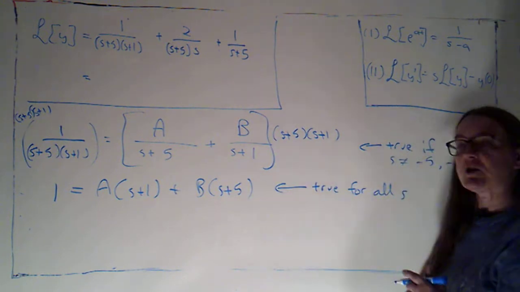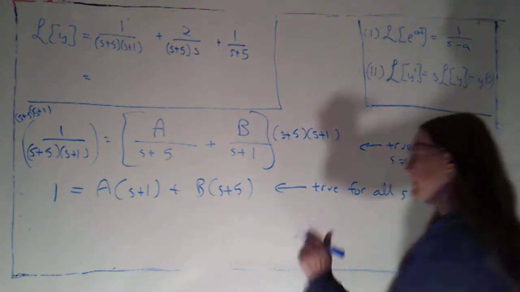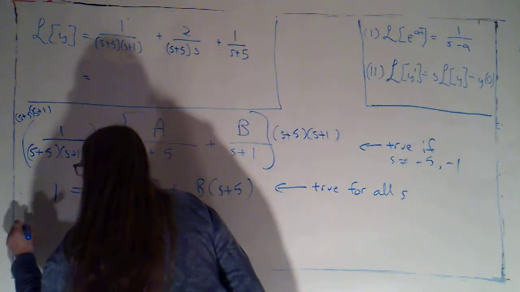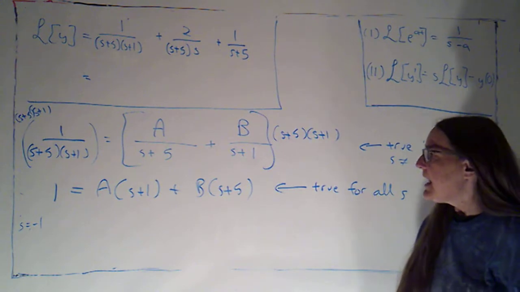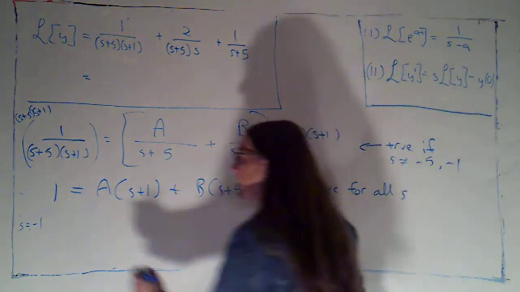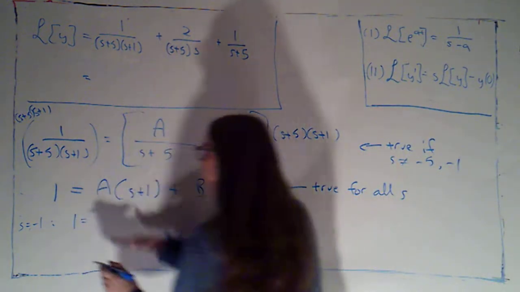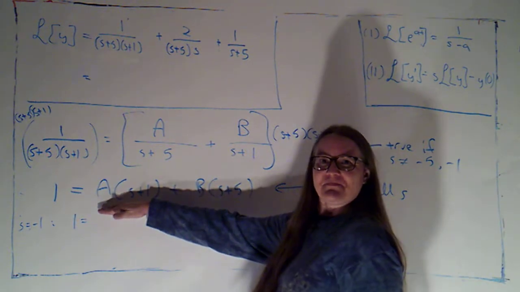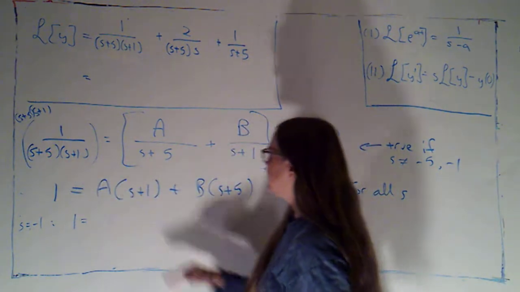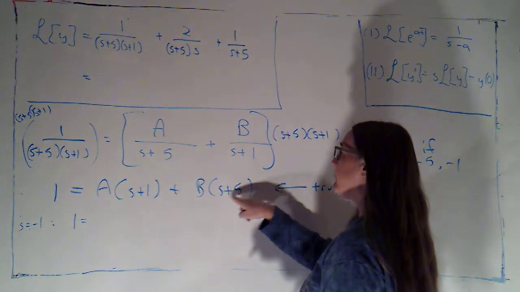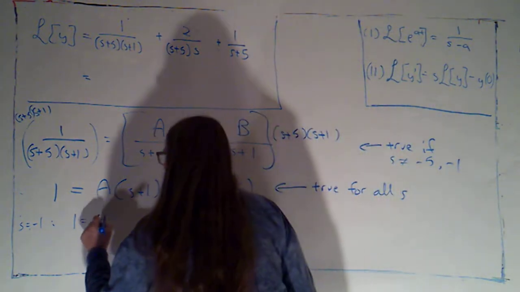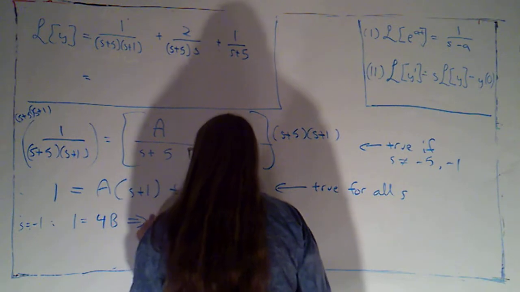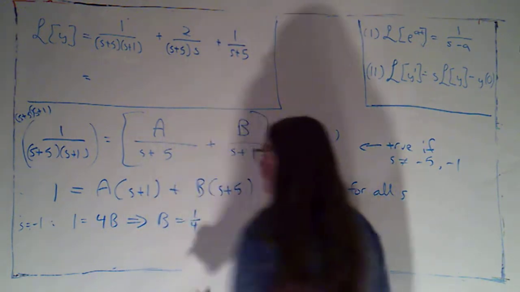Knowing that this is true everywhere, I'm going to say, in particular, it's true if s is negative 1. And if I plug in negative 1 for s, that kills off the a's. So I get 1 is equal to b times negative 1 plus 5, which is just 4. So 1 is equal to 4b, and so b is 1/4.